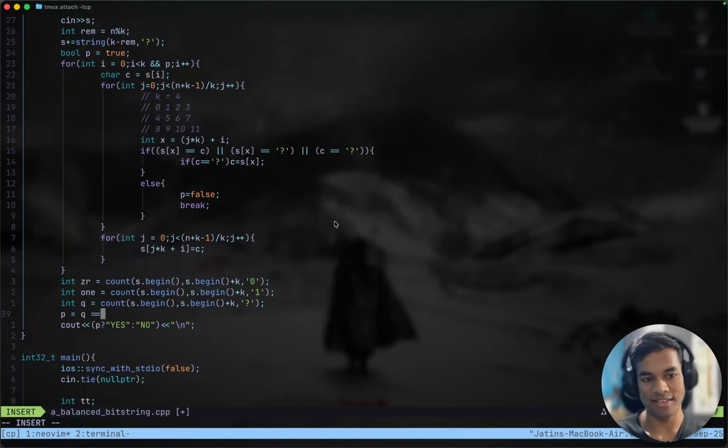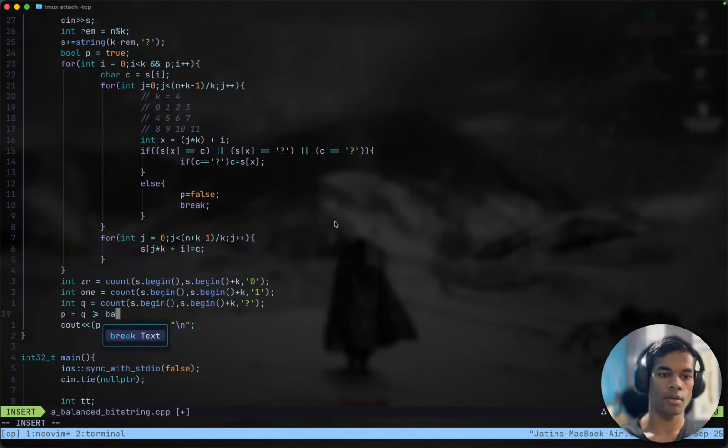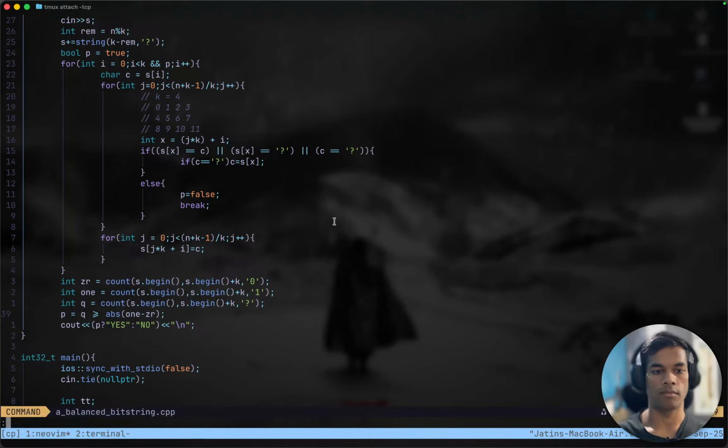Q has to be exactly the number of question marks. Like I can change them into anything I want. Greater than or equal to the difference, but also odd and even. Greater than or equal to the absolute difference between 1 minus z. The number of question marks I have.